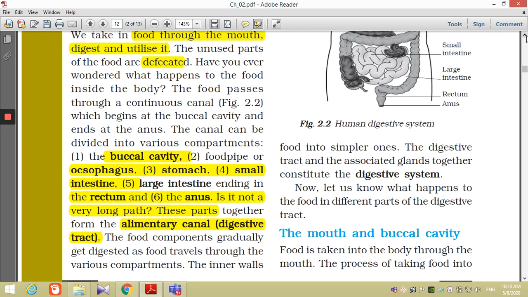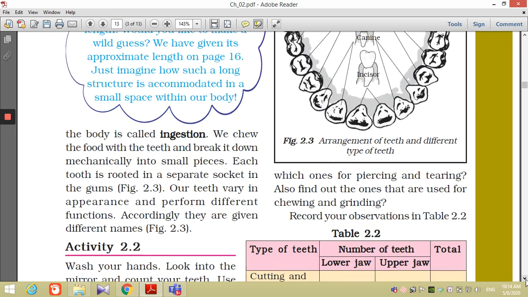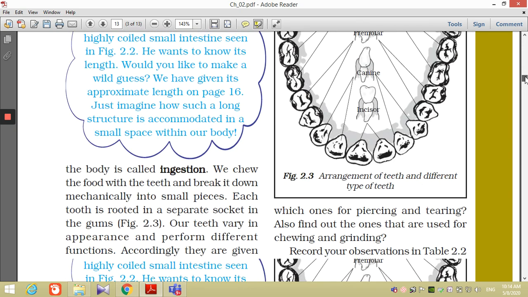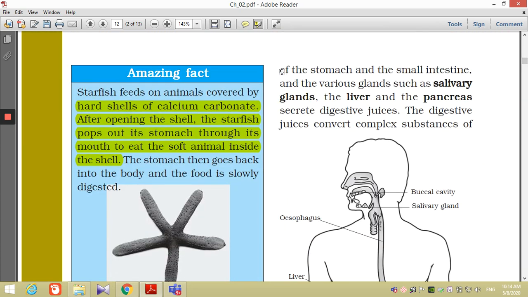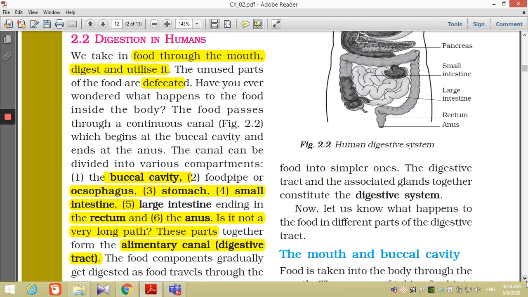The inner walls of the stomach and the small intestine and the various glands such as salivary glands, liver, and pancreas secrete digestive juices. The digestive juices convert complex substances into simpler ones. The digestive tract and the associated glands together constitute the digestive system.